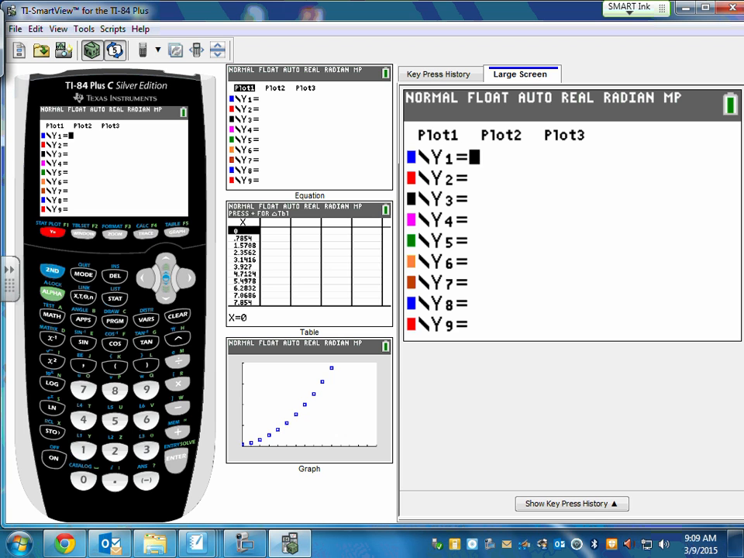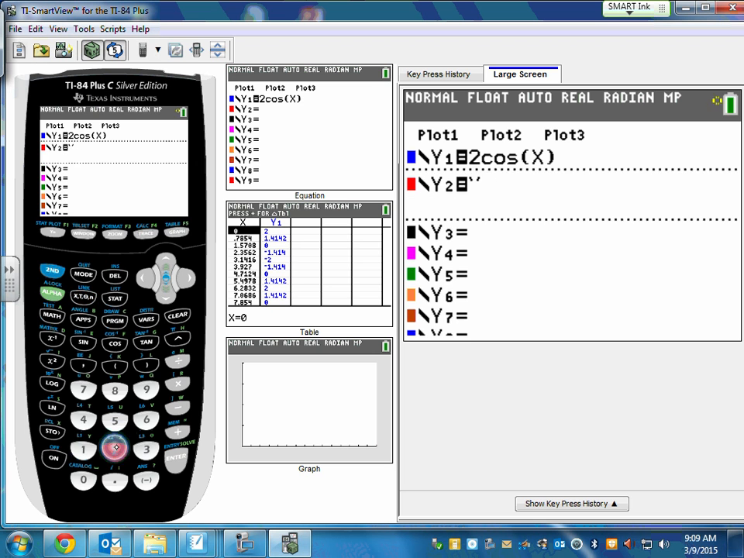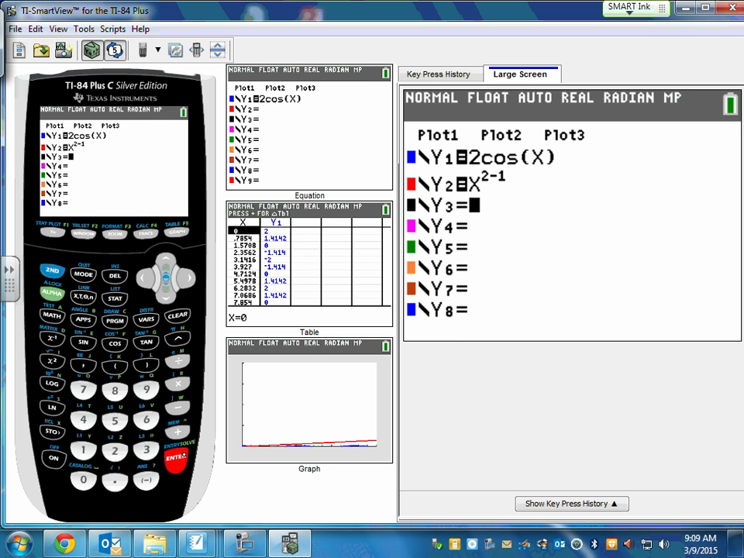And then we're going to graph, what are we graphing? Cosine 2x. 2 cosine of x. And what else are we graphing? X squared minus 1. Oh, that's not right.